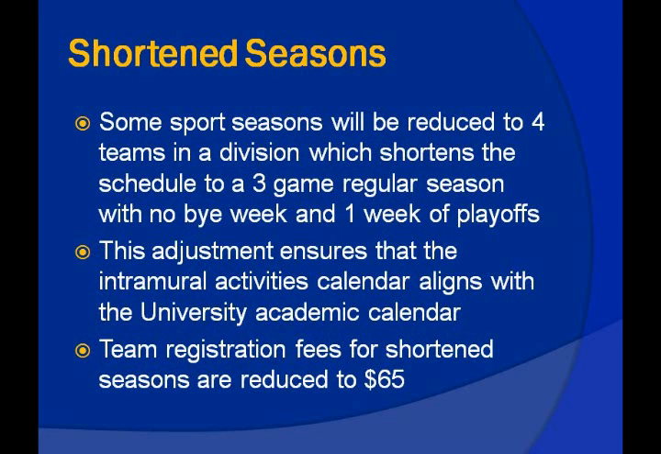Some sports seasons will be reduced to 4 teams in a division, which shortens the schedule to a 3-game regular season with no bye and 1 week at the end for playoffs. This adjustment ensures that the intramural activities calendar aligns with the university academic calendar. Team registration fees for shortened seasons are reduced to $65.